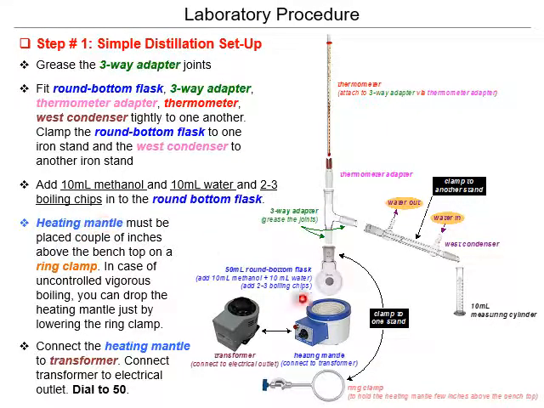The heating mantle must be connected on top of this ring clamp so that you can lower it or raise it depending on what your needs are. In cases of uncontrollable vigorous boiling, you can drop the heating mantle and just stop the boiling. The heating mantle, you connect it to a transformer, which essentially works as the alternator for the current.